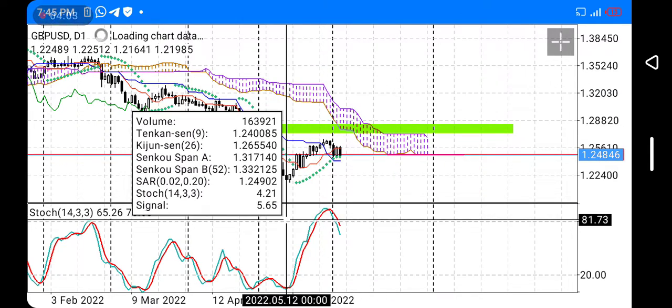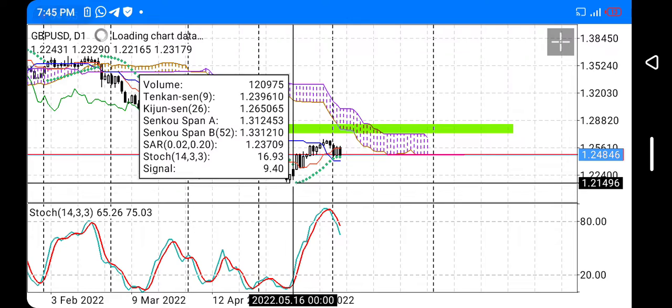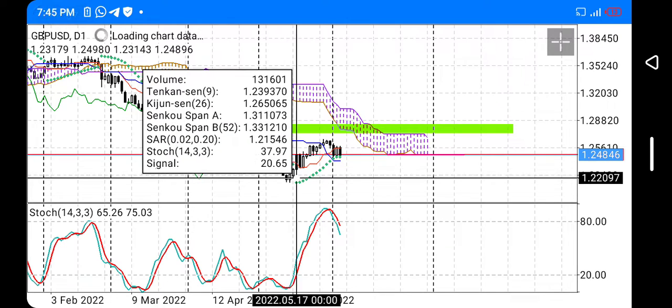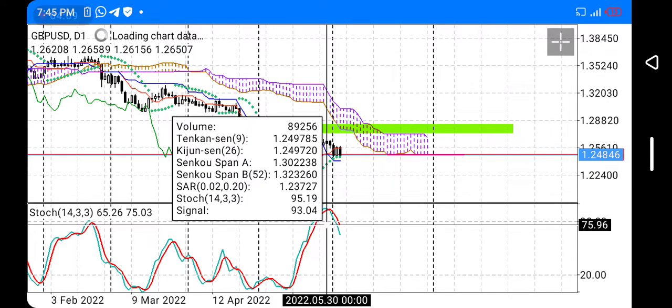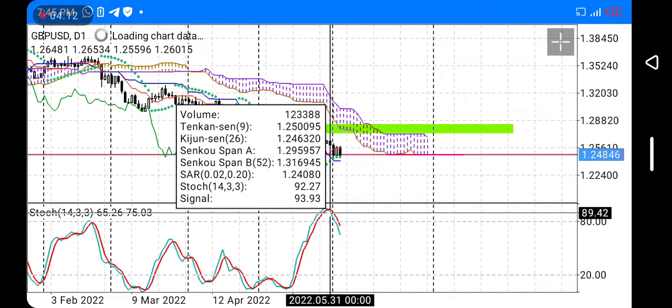Okay, now what we want to know right now is that this market has aims of going higher, right? So we are not going to look at this stochastic. So let's forget about this stochastic.